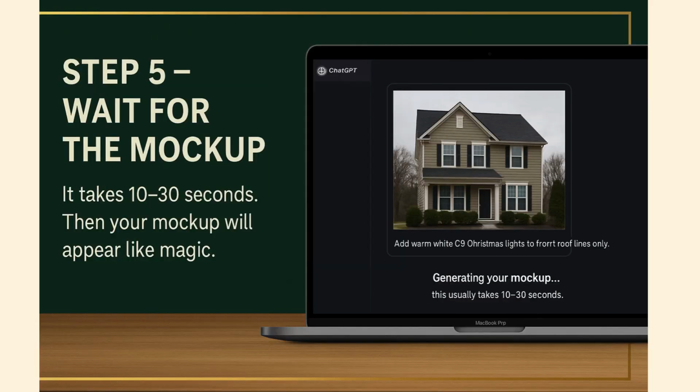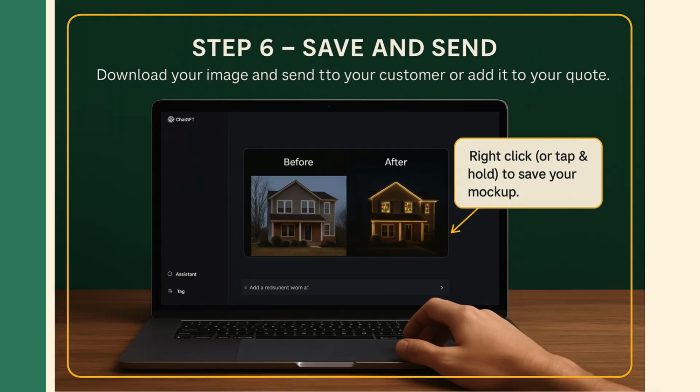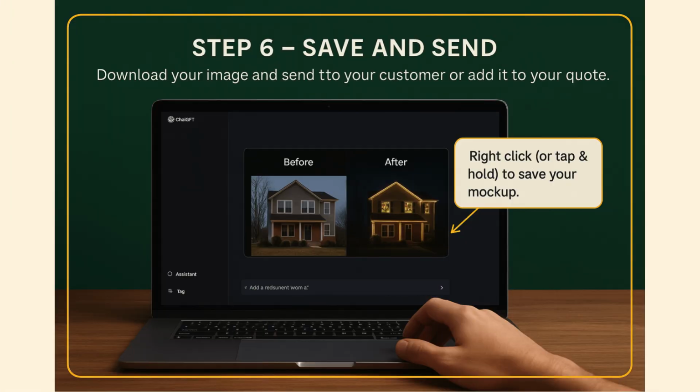Then hit enter and wait about 10 to 30 seconds. ChatGPT will think for a bit and then generate your mockup. Once it appears, right-click or tap and hold to save the image to your phone or computer. That's it. You now have a clean, professional-looking mockup ready to send to a customer.